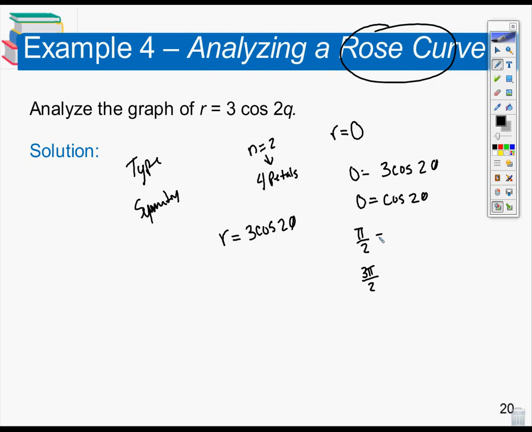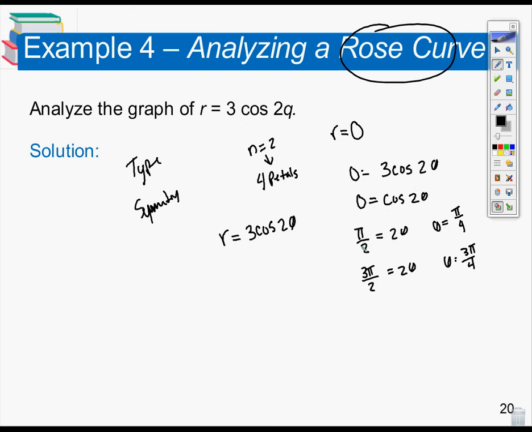But that's not it. That's 2 theta. Are we remembering this? That means that I have to divide by 2 in both cases. So my actual theta value is going to be pi over 4, and theta equals 3 pi over 4. Hopefully you can recall how to solve this type of equation from chapter 5. If not, we might need a little bit of a refresher. And really only for analyzing rose curves. All the other ones won't have multiple angle.